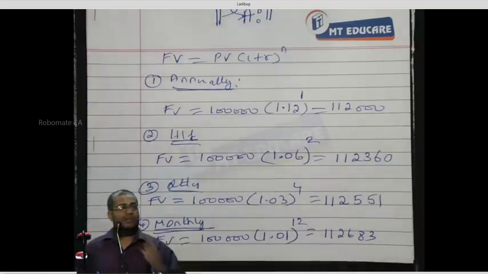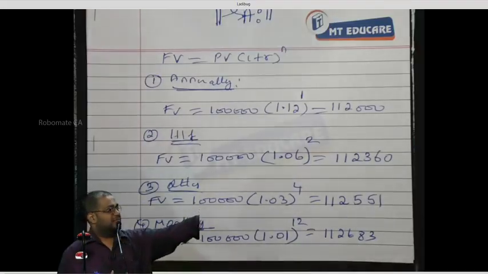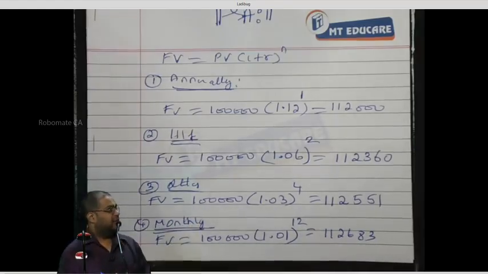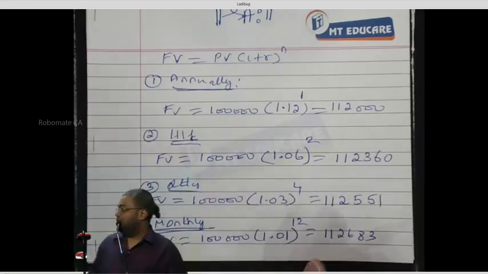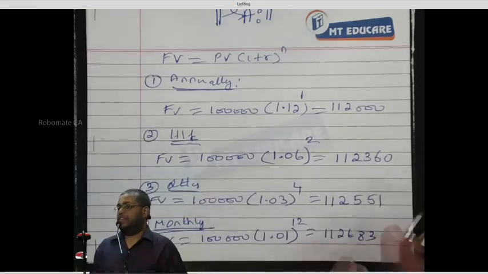Please don't talk. Monthly compounding is 1,12,683. 1,12,683 is the monthly compounding.